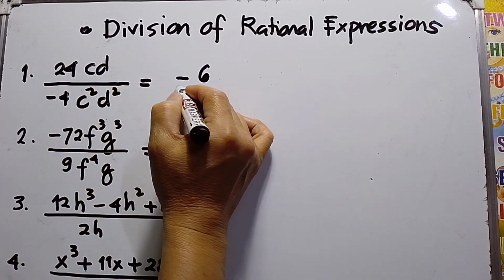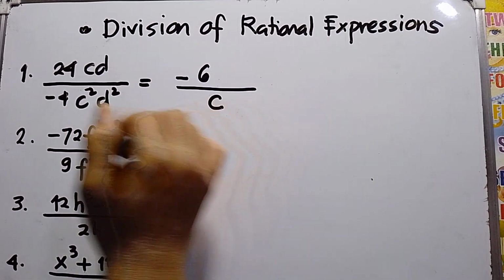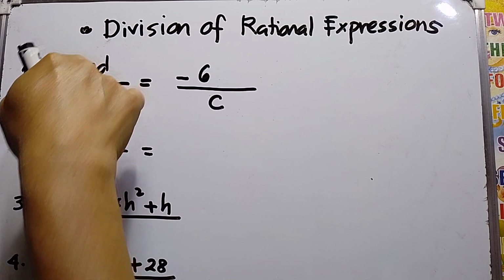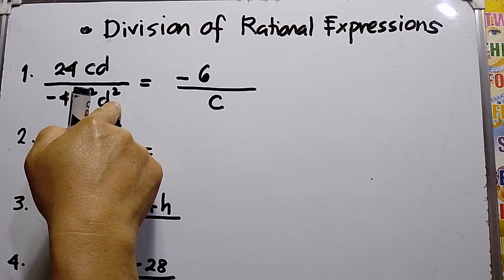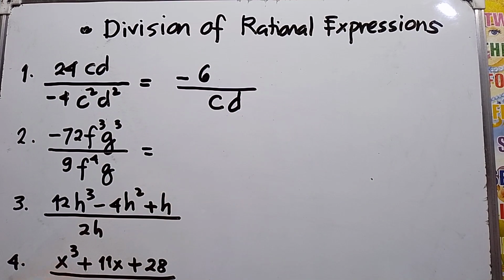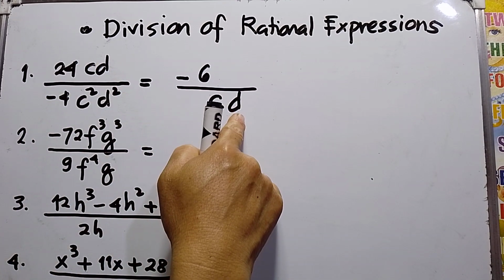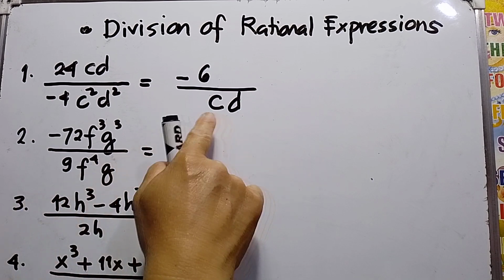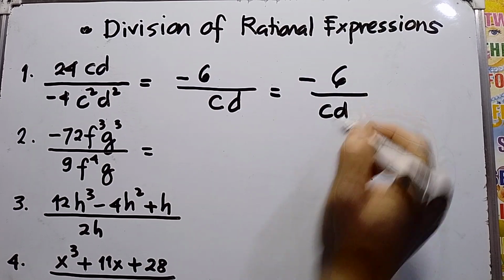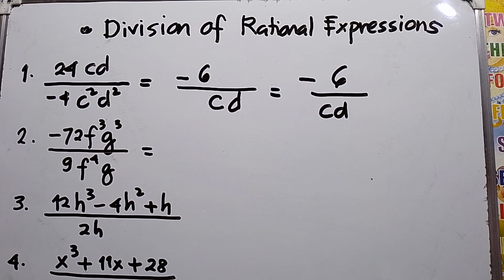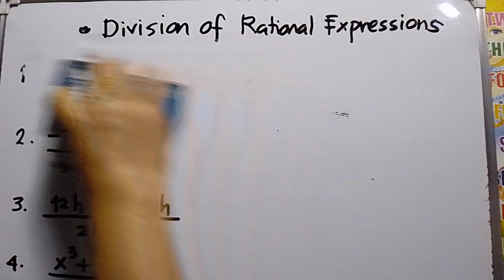C squared, so this will be C, because when M is less than N, it should be 2 minus 1. Same with the second variable, D. So 2 minus 1 is D. So that is the answer: negative 6 over C over D. That's number 1 answer. Now let's proceed to number 2.